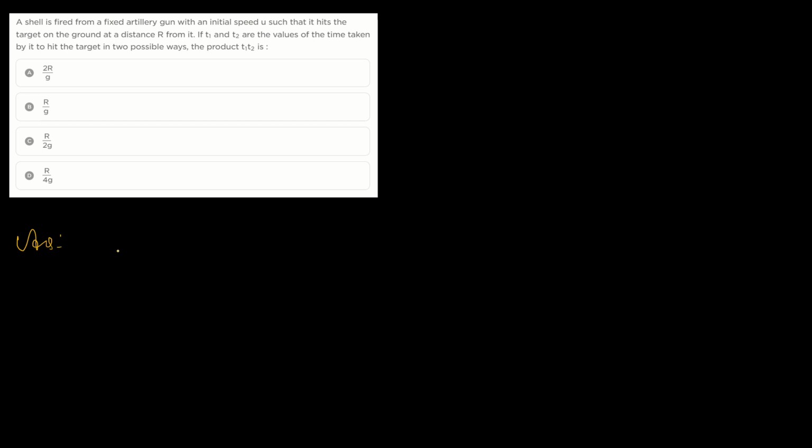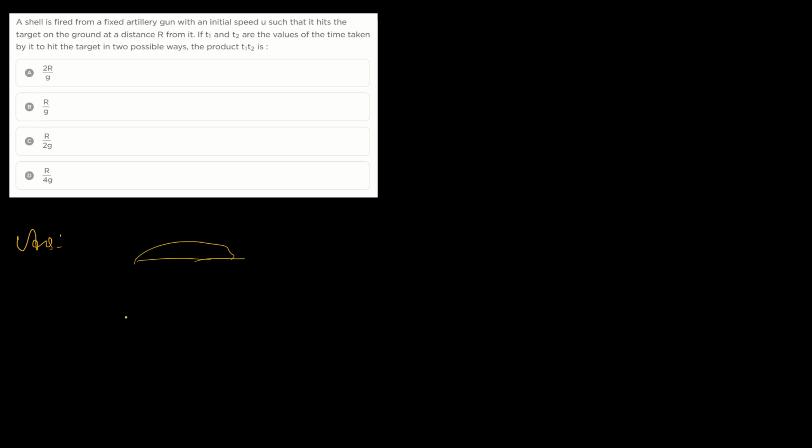A shell is fired from a fixed artillery gun with an initial speed u such that it hits the target on the ground at a distance R from it. If t1 and t2 are the values of the time taken by it to hit the target in two possible ways, the product t1 t2 is. So t1 and t2 are the times taken by it. This is related to projectile motion. A shell is fired from a fixed artillery gun; you can just assume it will be going in the projectile way.